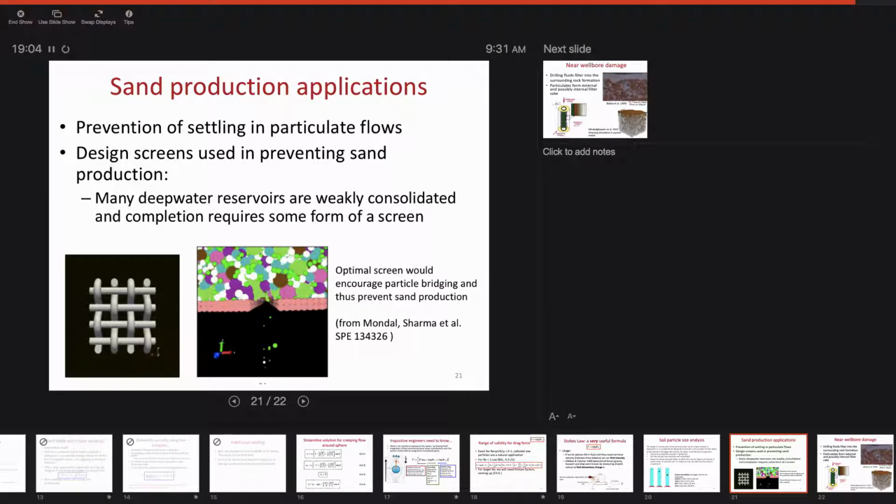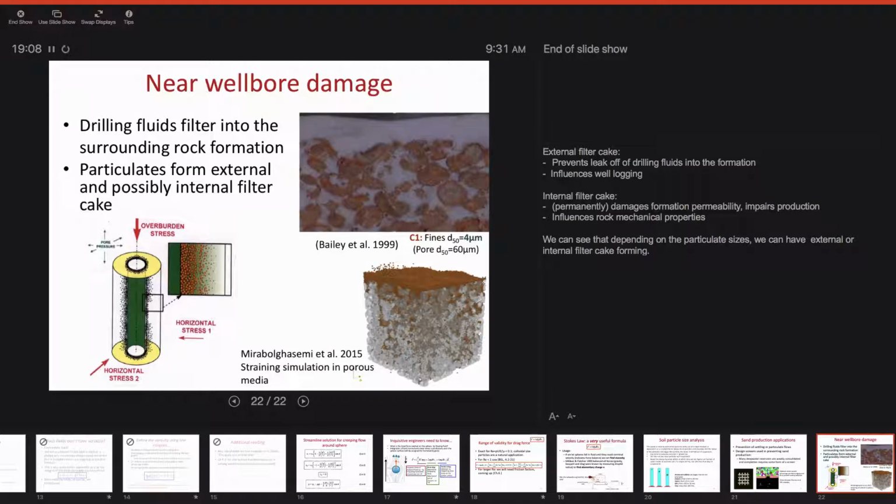This is work from Somnath Mondal, who graduated a few years back from Dr. Sharma's group. In my own group, we do similar things. But this is actually flowing through that sphere pack. You see the blue one? That's essentially the flow through it.